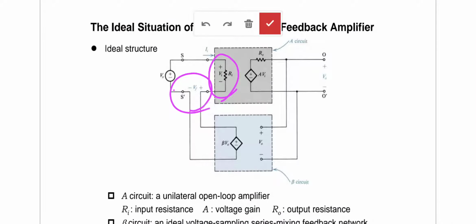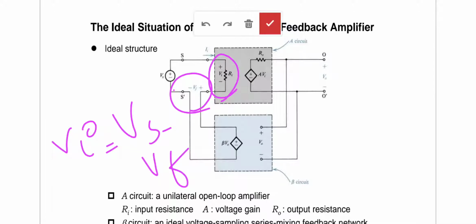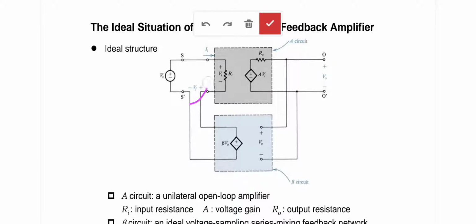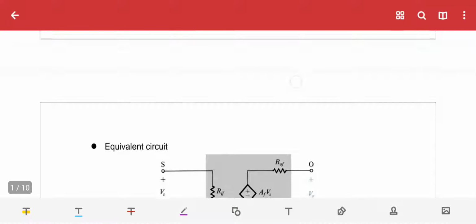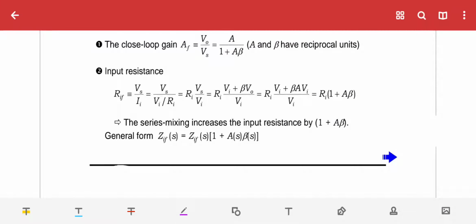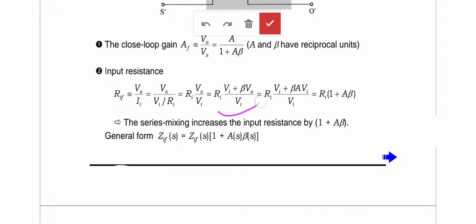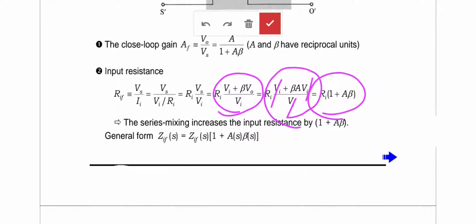Vi plus Vf, or else we know Vi is equal to Vs minus Vf. So Vs is equal to Vi plus Vf. What is Vf? Vf is nothing but beta Vo. What is Vo? Vo is nothing but A Vi. So we are going to substitute all these things. Vs is equal to Vi plus beta Vo, where Vo is equal to A Vi. So cancelling all Vi's, we will get it as Ri into 1 plus A beta.